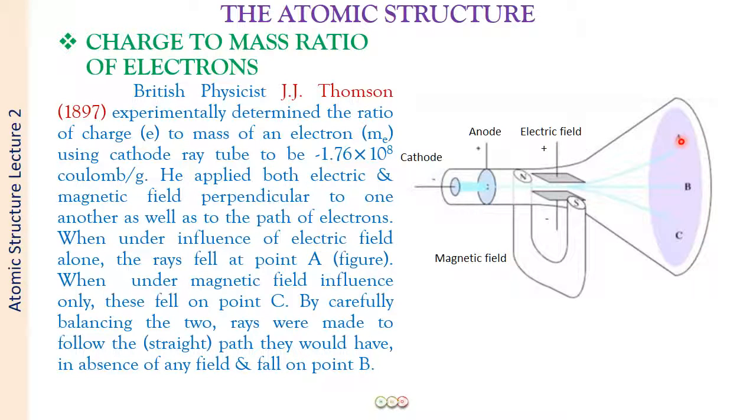And when only under the influence of the magnetic field, it was seen that it fell on the point C, which was opposite to the direction of the electric field, right? And then he carefully balanced the two and made the rays follow the straight path as it was in the absence of any field, again making it fall on B.